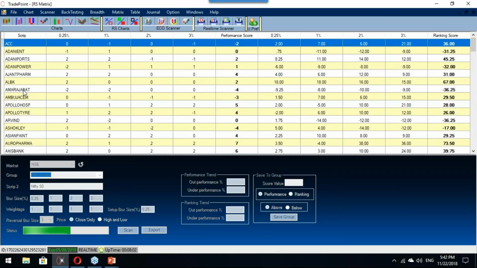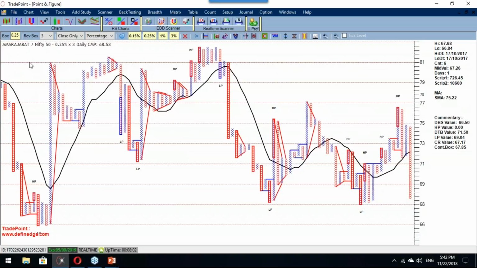It's going to give me the ratio chart, isn't it? Because we are using the RS matrix. So if I double click on any of these instruments, it's going to be a ratio chart of the instrument or the stock concerned divided by the Nifty 50. Okay.